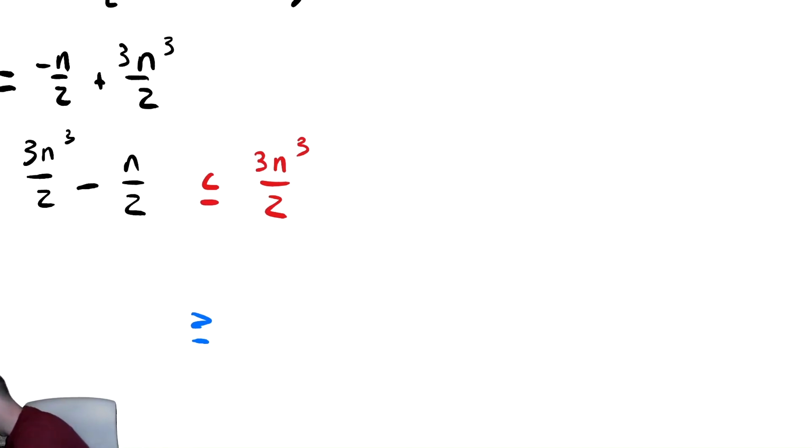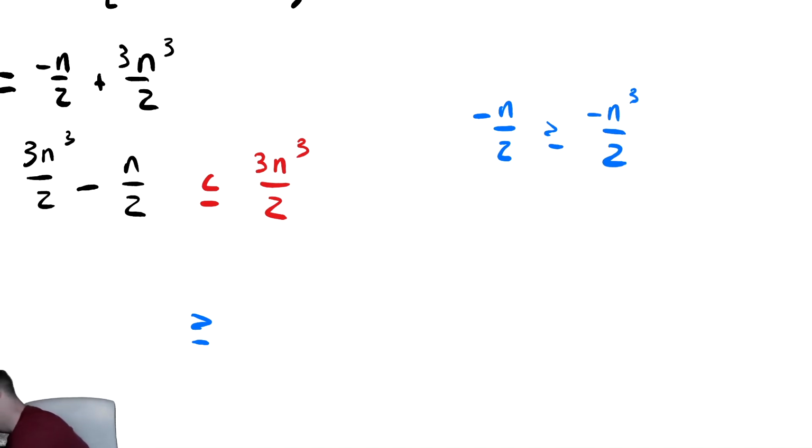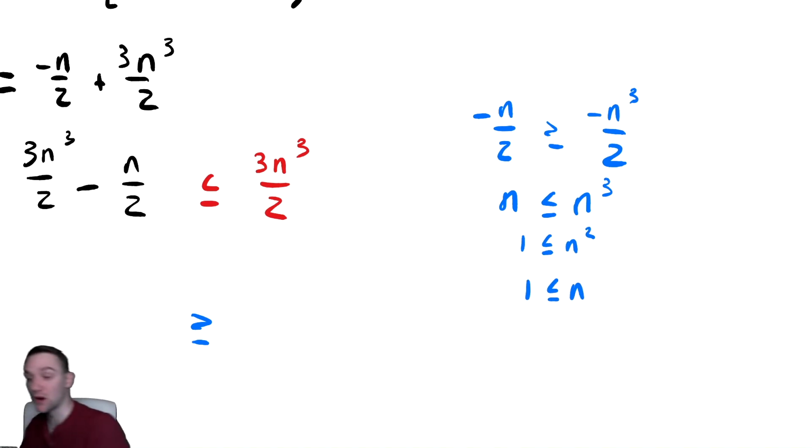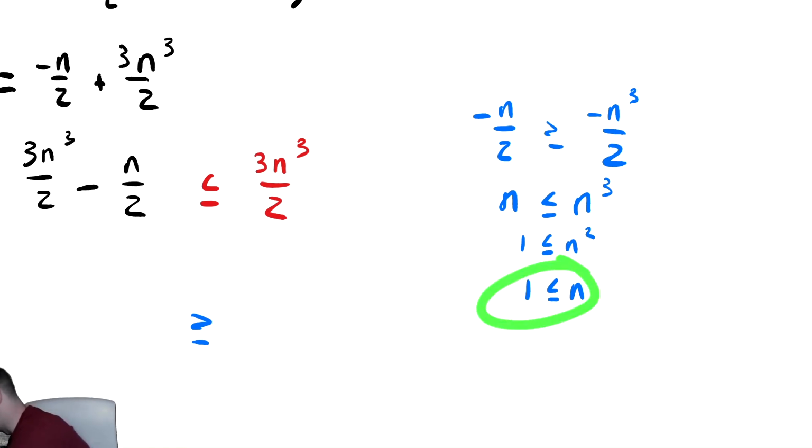So off to the side before we do that, let's find out when is that justified. Negative n over 2 greater than or equal to negative n cubed over 2. Cross multiply by negative 2 and you get n less than or equal to n cubed, which is 1 less than or equal to n squared, which is 1 greater than or equal to n. Remember, we're ignoring the negative value because n is assumed to be a positive integer or at least a natural number. So we can make this replacement so long as n is greater than or equal to 1.